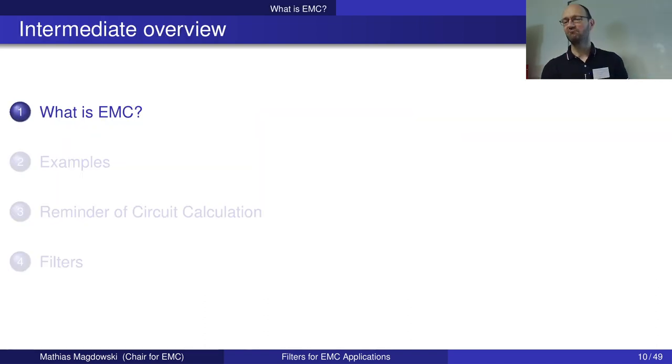Then we can really start with the topic. I would like to explain a little bit what electromagnetic compatibility is and show you some example that is somehow related to what I'm trying to explain: filters. And for this, I've also brought some experiments.